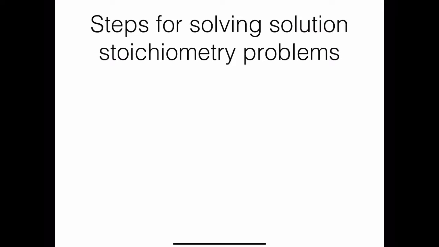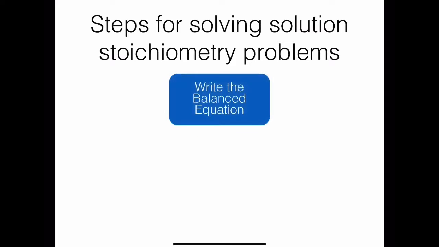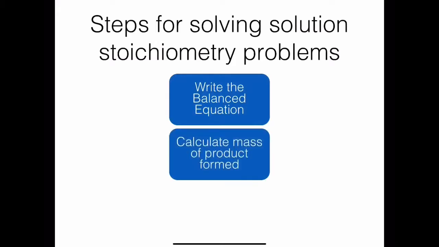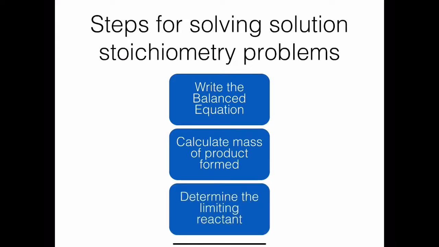So just a quick review of the steps for solving solution stoichiometry problems. Remember, the first step is to write the balanced equation. Remember, stoichiometry ultimately refers to the coefficients in the balanced equation, and we can't use those unless we know what they are. So we have to write the balanced equation first. The second step is to calculate the mass of product formed. So whatever information we're given about the reactant, we use stoichiometry to convert from moles of reactant to moles of product. And then once we're in moles of product, we can use the molar mass to convert to grams of product. The last step is to determine the limiting reactant.